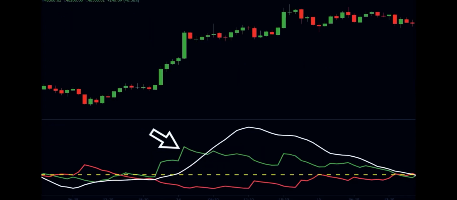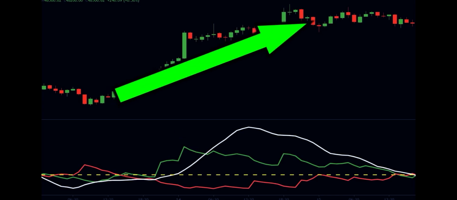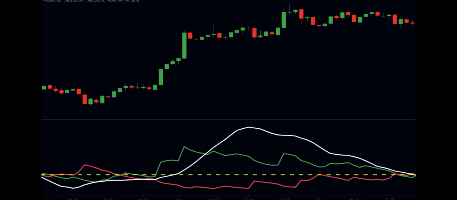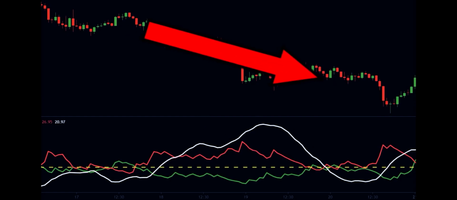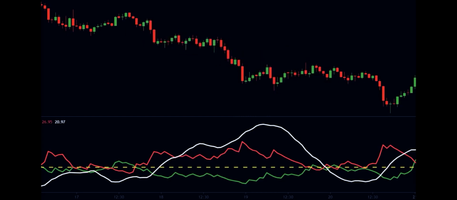So, when the positive DI is above the negative DI, the ADX line is above the 20 level, and the ADX line is rising, we can conclude that the price is in a strong uptrend. Similarly, when the negative DI is above the positive DI, the ADX line is above the 20 level, and the ADX line is rising, we can conclude that the price is in a strong downtrend.